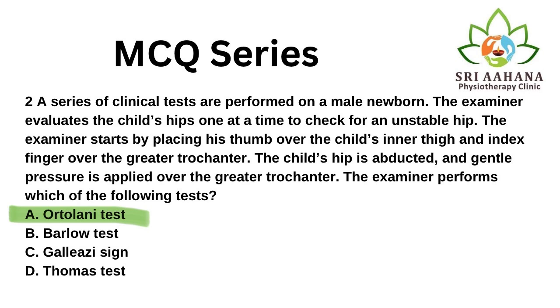The correct answer is A. Ortolani test. A positive sign is indicated by a clunk which is felt when the hip is reduced into the acetabulum. Barlow test is also performed to detect dislocations or subluxations in newborns, but this test is performed by applying gentle posterior pressure to the hips. Galeazzi's sign is performed in infants older than 3 months. Thomas test is used to evaluate for hip contracture.